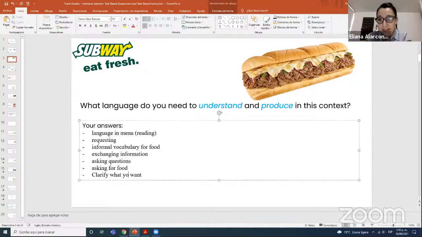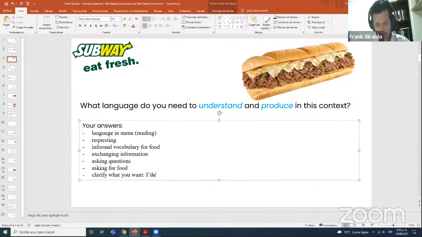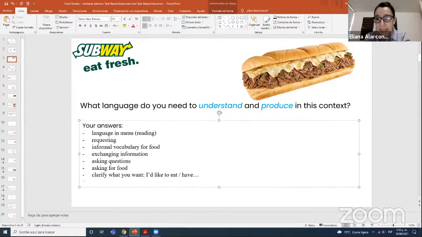And Adriana says, I want to eat. I have preferences about it. I like to eat or have. Okay, what else? Estela says a specific vocabulary. Carolina says expressions that are not literal translations from Spanish, like can I have? Okay, so specific vocabulary, that's one.